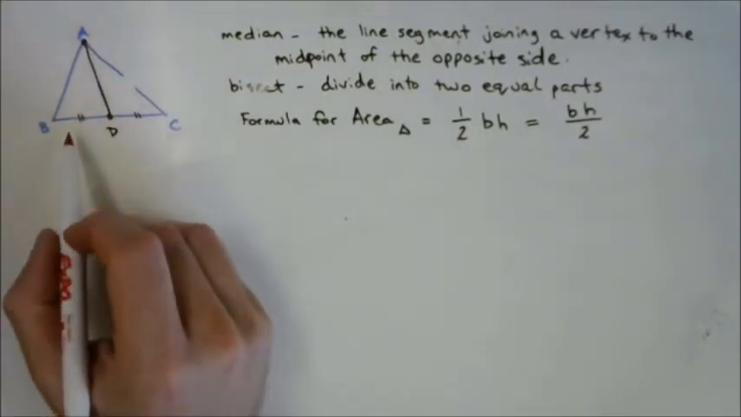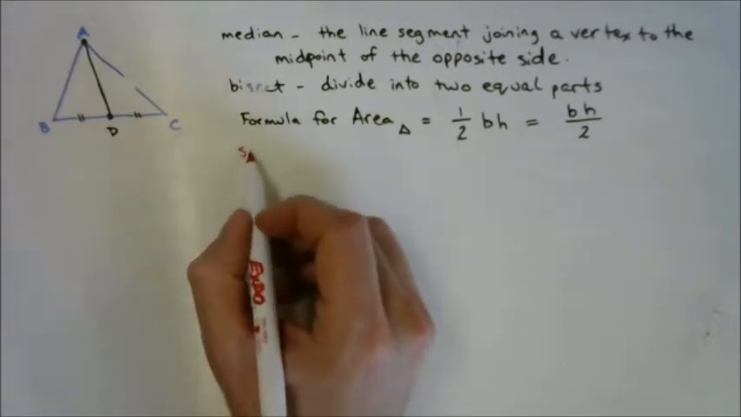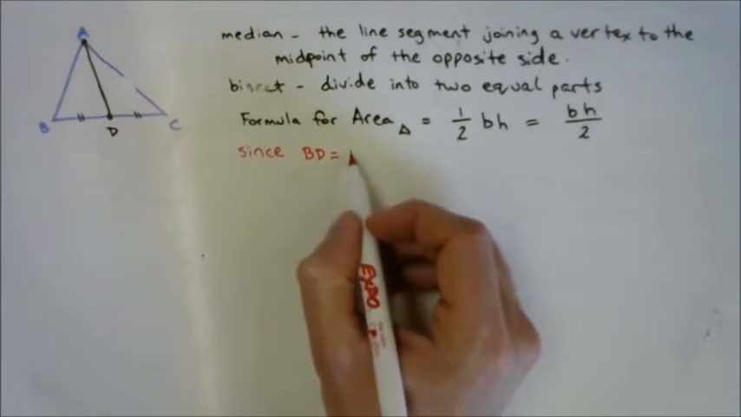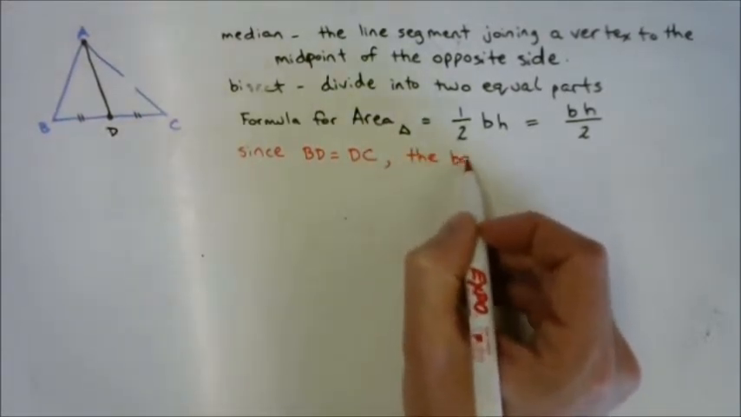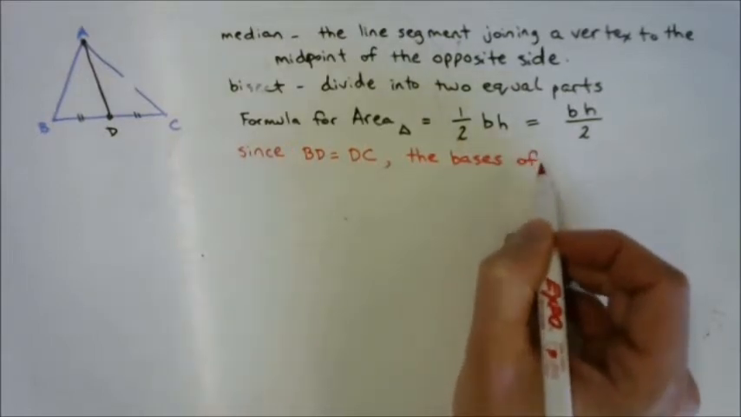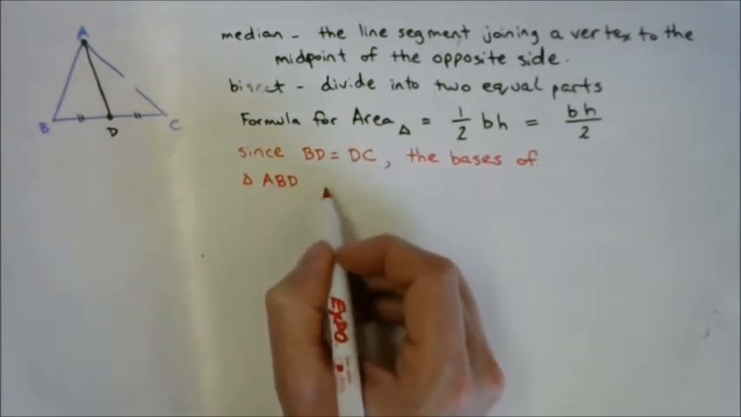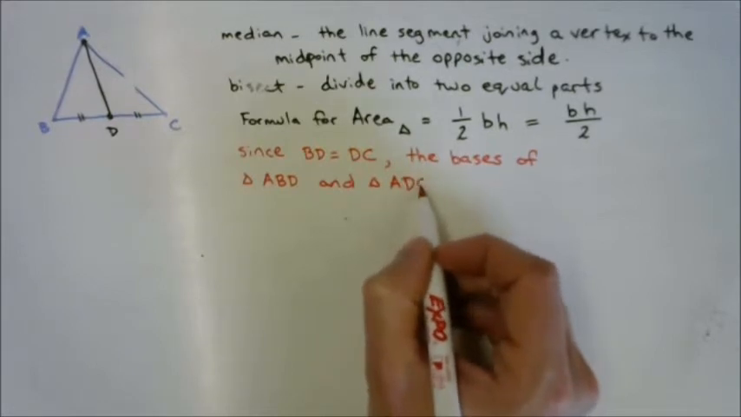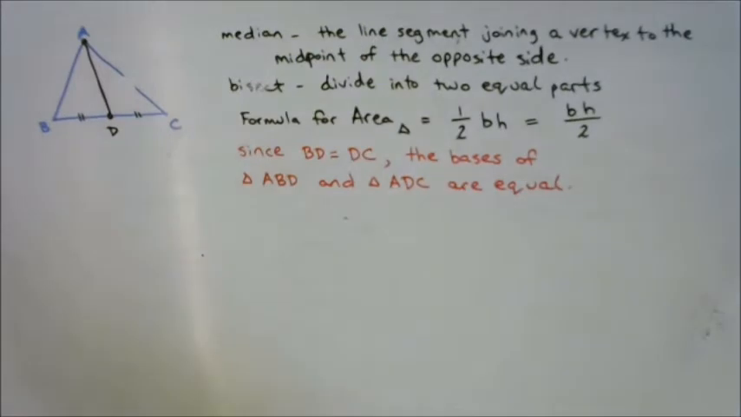Well, we already know that their bases are the same length. So we can say, since BD equals DC, the bases of triangle ABD and triangle ADC are equal. Go ahead and reread that, double check your picture, and make sure that makes sense to you.